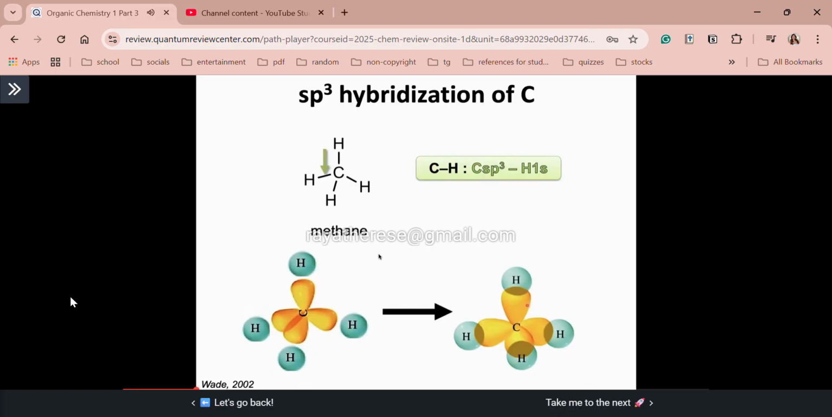For H, or hydrogen, remember, it only has 1 electron in its structure, and it is particularly your 1s. So for your CH single bond, we have your carbon at sp3 hybridized, and your hydrogen carries a 1s orbital. And that is actually our formation of a sigma bond. Class, when we say sigma bond, recall from Gen Chem, that's your head-to-head overlap of your 2 orbitals. And for your methane, particularly, we have a tetrahedron or tetrahedral geometry. Okay, so remember that, class.